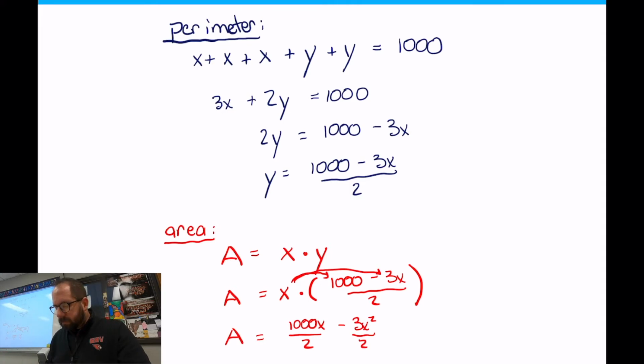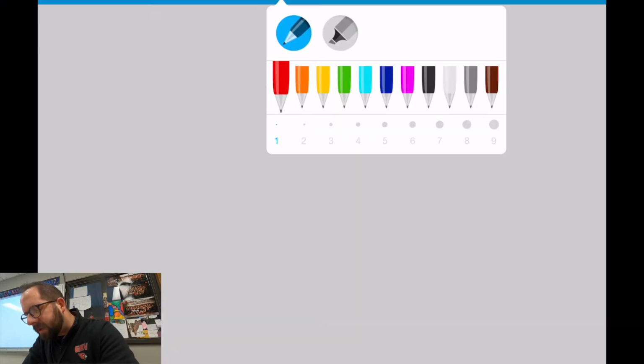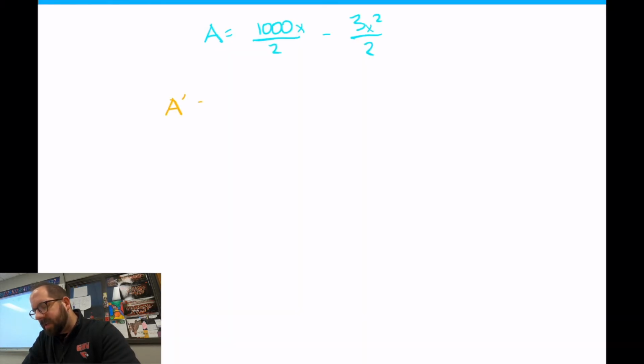So, all right, let's do the first derivatives here. So we're going to do the first derivative of the area formula. So I'm going to rewrite this. This area formula that we just got done writing was 1,000x divided by 2 minus 3x squared divided by 2. So this is the basic formula. I'm going to take the derivative of this thing. So first derivative, what do we get? 500 minus 3x. Yeah, 500 because the x would disappear, right? And 1,000 divided by 2 is 500. The x just disappears, right? Because you drop the 1 out front.